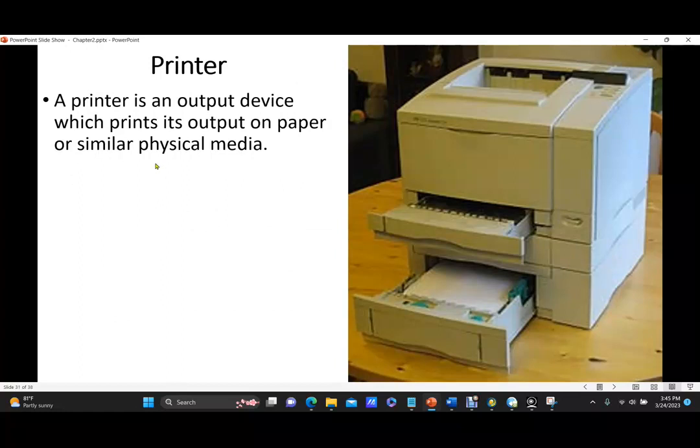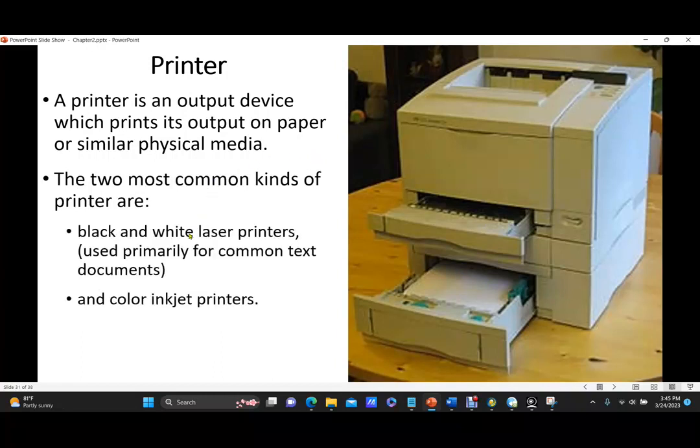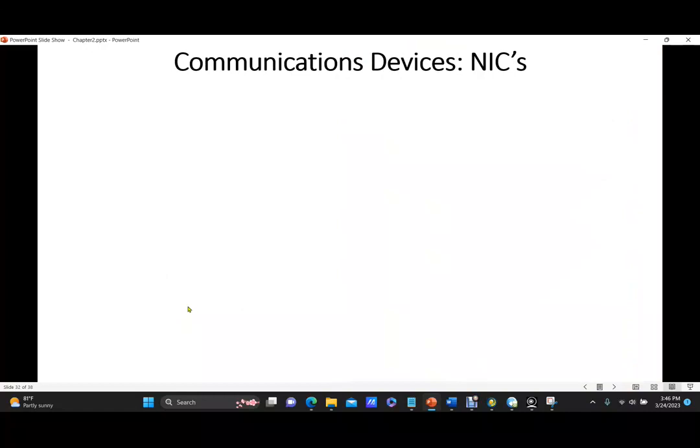A printer is an output device that prints its output on paper or sometimes on other kinds of physical media. The most common kinds of printer are laser and inkjet. Laser printers are typically black and white, although more expensive laser printers can print in color. And inkjet printers typically print in color.